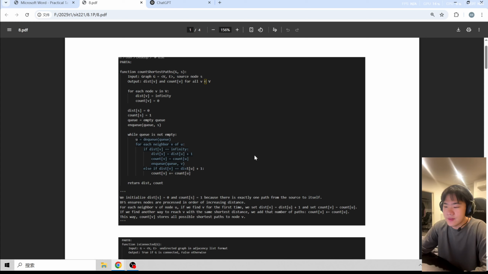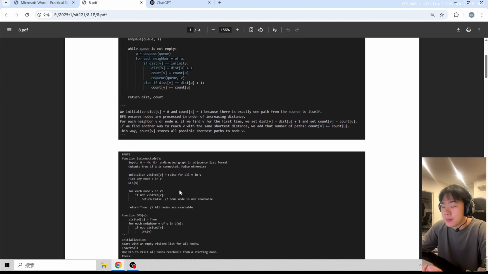Once BFS is complete, we look for the node, which is the hotel, with the maximum count value, which means it has the most number of shortest paths from the train station. The algorithm runs in n plus m time, which is efficient and meets the problem's requirement. And then move to part B.